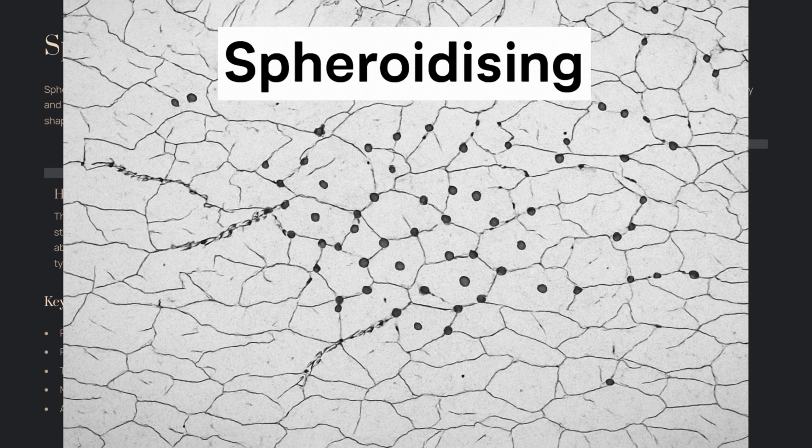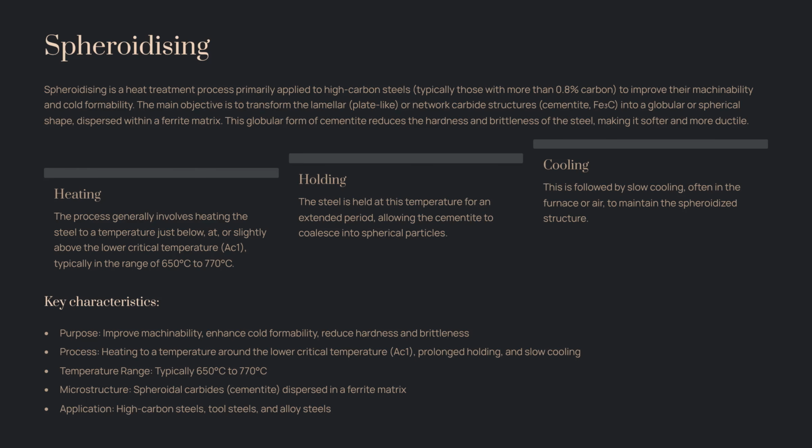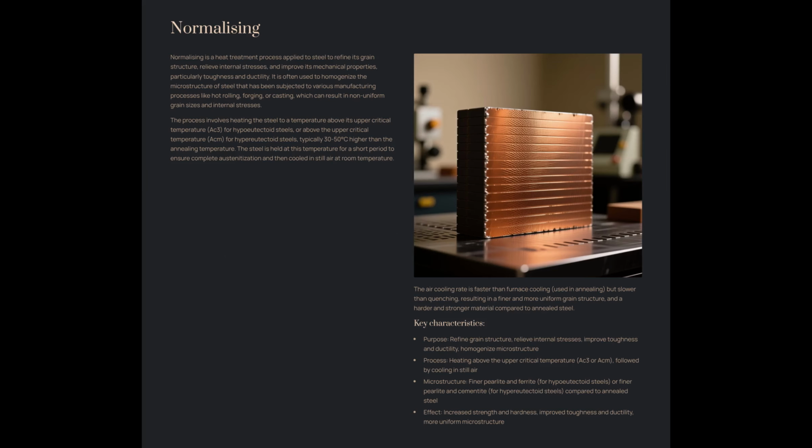Key characteristics: purpose, improve machinability, enhance cold formability, reduce hardness and brittleness. Process, heating to a temperature around the lower critical temperature, Ac1, prolonged holding and slow cooling. Temperature range, typically 650 degrees Celsius to 770 degrees Celsius. Microstructure, spheroidal carbides, cementite dispersed in a ferrite matrix. Application, high carbon steels, tool steels, and alloy steels.